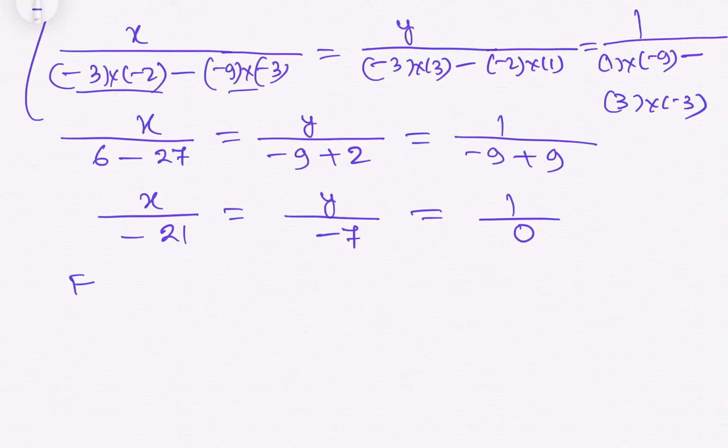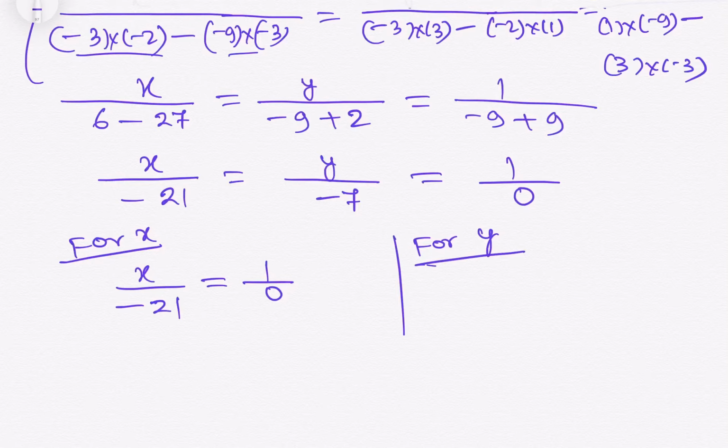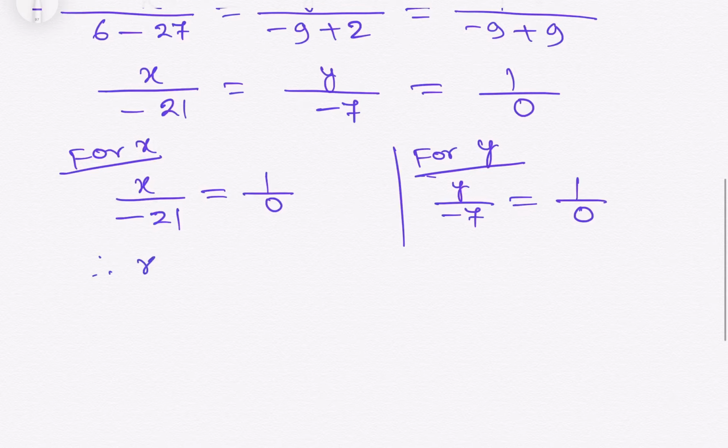Now for x, when you calculate x, first you write the x portion: x divided by minus 21 equals 1 by 0. For y, when you calculate y, first you write the y portion: y divided by minus 7 equals 1 by 0, the constant part. So the value of x equals minus 21 divided by 0. We know that something divided by 0 is infinity.